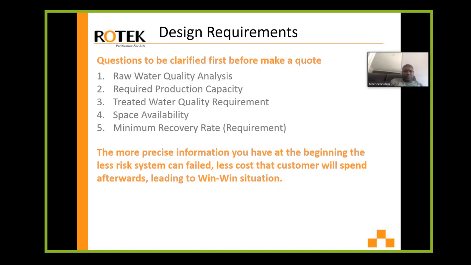Okay, so before we design a system with the correct production capacity, we should always consider whether the system can run continuously for at least 2 hours without stopping. Then that will be more suitable for the real requirements of the production capacity. Is this clear for you? Yes. Okay. So basically, the more precise information you have at the beginning, the less risk the system will fail, and the less cost the customer will spend afterwards, leading to a win-win situation.